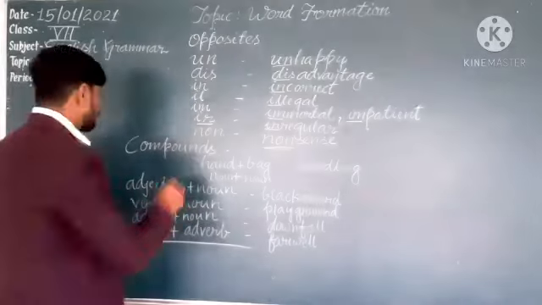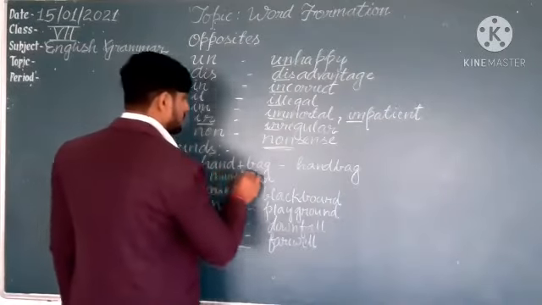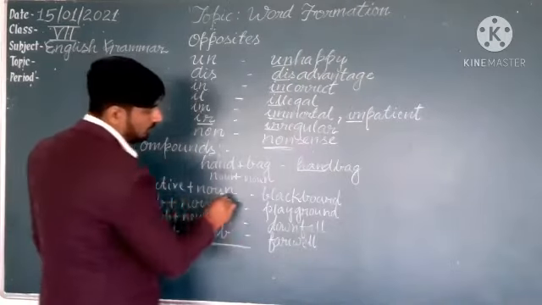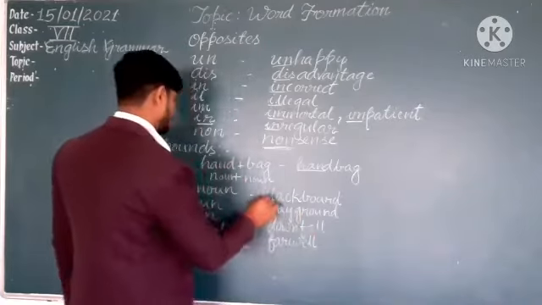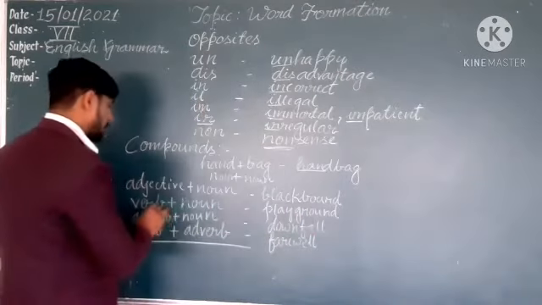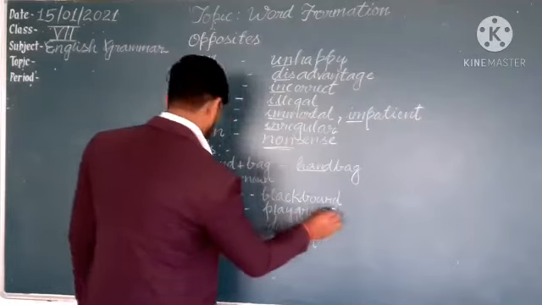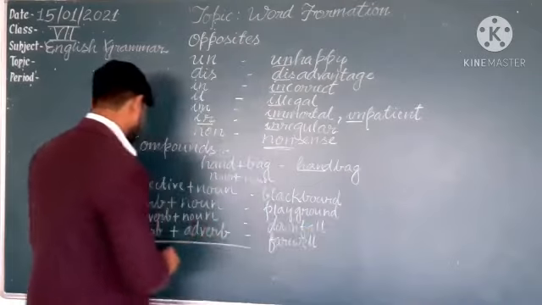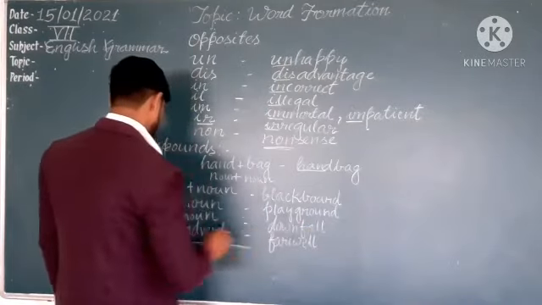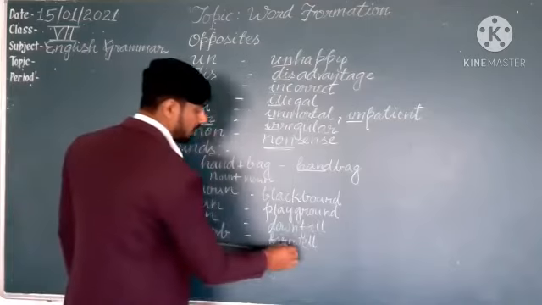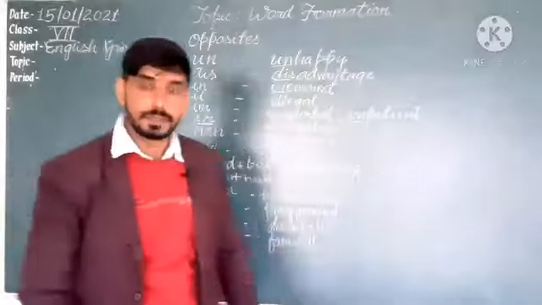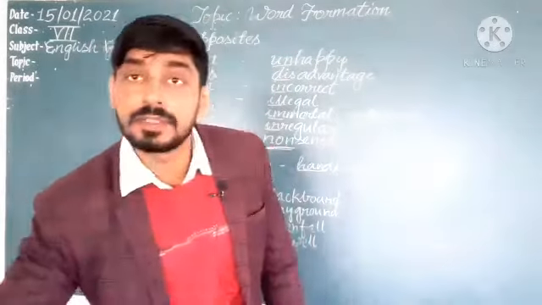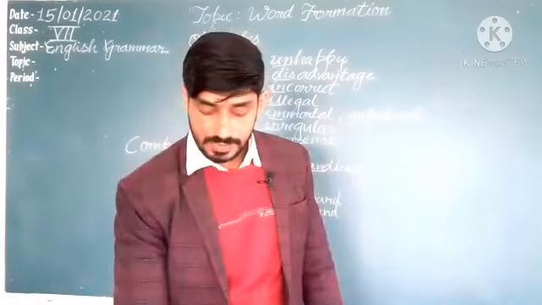Afterward we come to compounds, making compounds. Hand plus bag is equal to handbag: noun plus noun. Adjective plus noun: blackboard, black is an adjective, board is a noun. Verb plus noun: playground, play is a verb, ground is a noun. Adverb plus noun: downfall, down is an adverb and fall is a noun. Verb plus adverb: farewell. Understand? So in this way we form nouns, adjectives, adverbs. So this chapter has been completed.